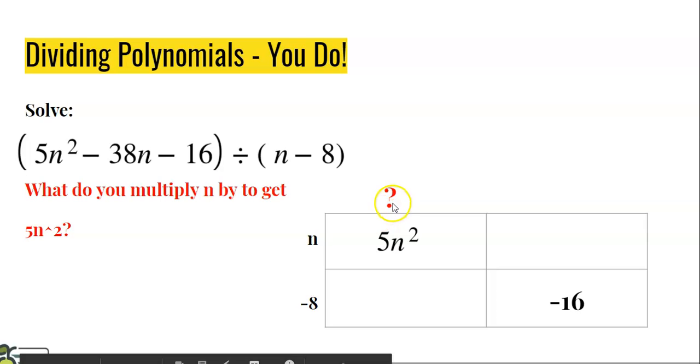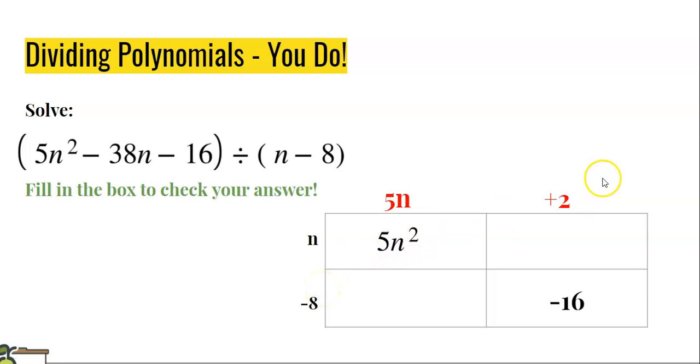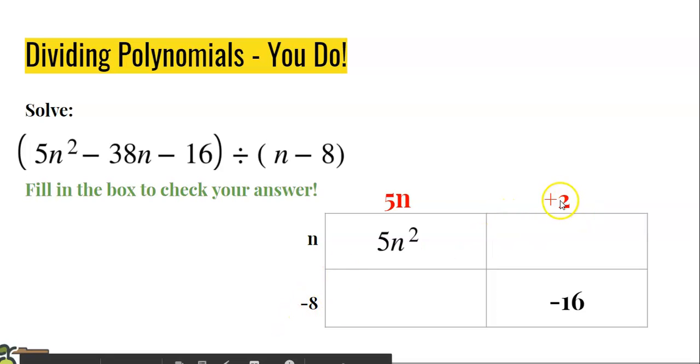So now I have to ask myself, okay, what do you multiply n by to get 5n squared? Well, you multiply 5n. We'll only have one number, keep the number, n times n is n squared, gives you 5n squared. Then you ask yourself, okay, what do you multiply negative 8 by to get negative 16? Well, I know 8 times 2 is 16, so we have a negative 8, so we're going to multiply that by a positive 2. Negative 8 times positive 2 gives you negative 16.